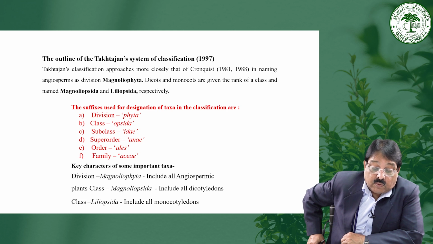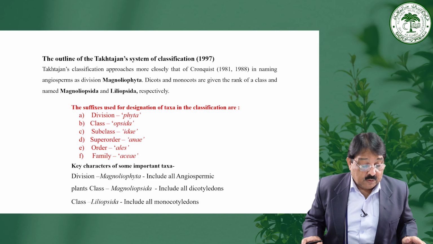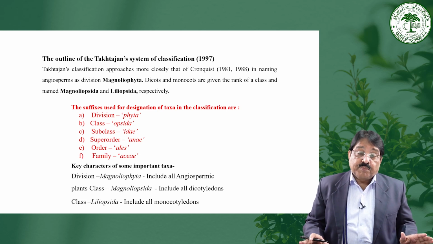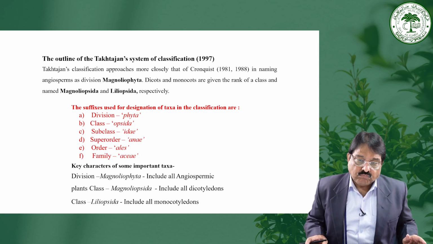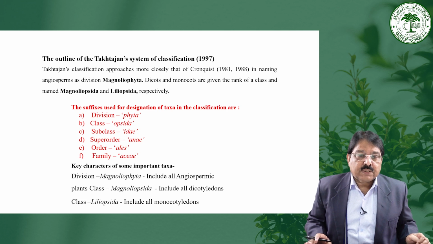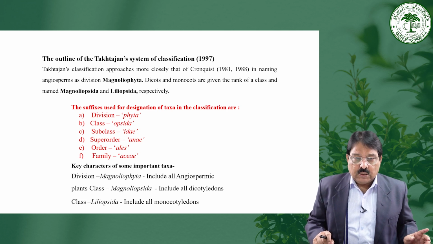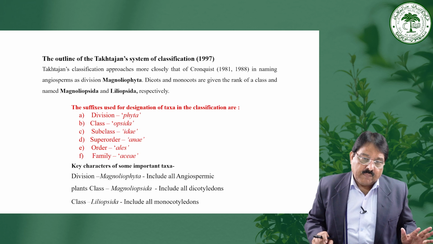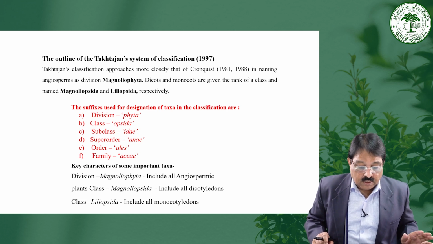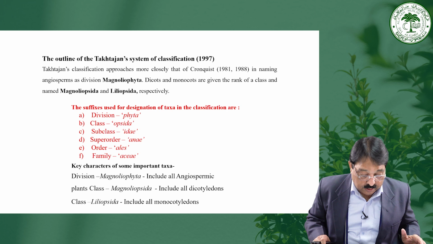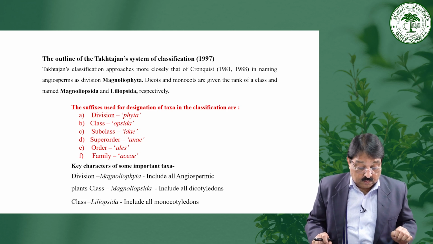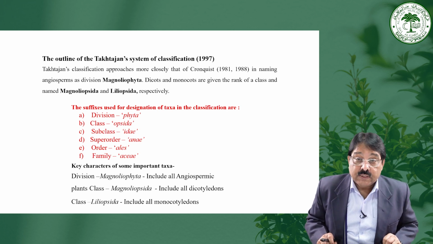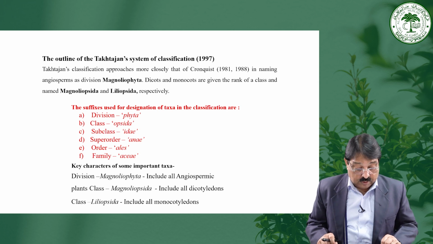In naming the angiosperms as a division, the Magnoliophyta, the dicot and monocot are given the rank of class, named Magnoliopsida and Liliopsida. Basically, Takhtajan divided the angiosperms into two categories, the Magnoliopsida, that is the dicot, and the Liliopsida, that is the monocot. And the Magnoliophyta is considered the angiosperm group.